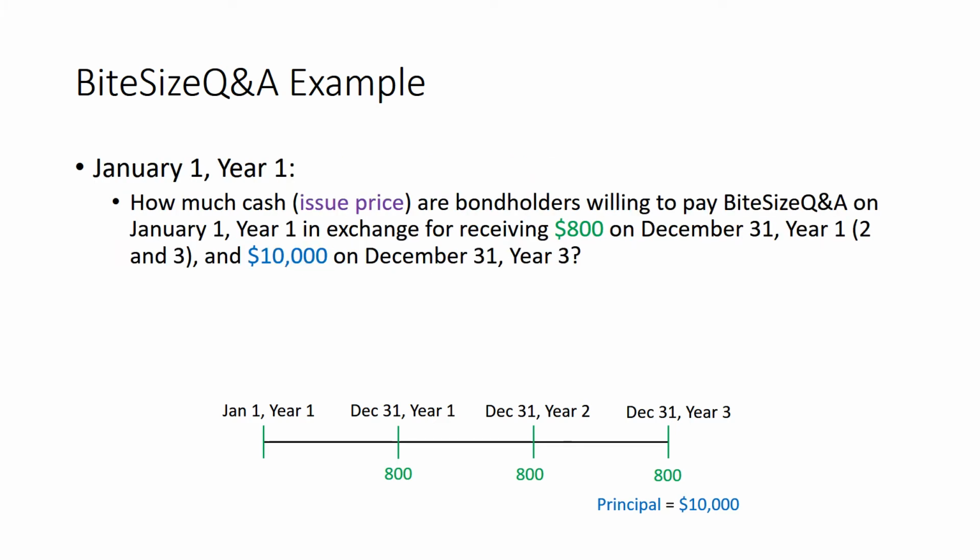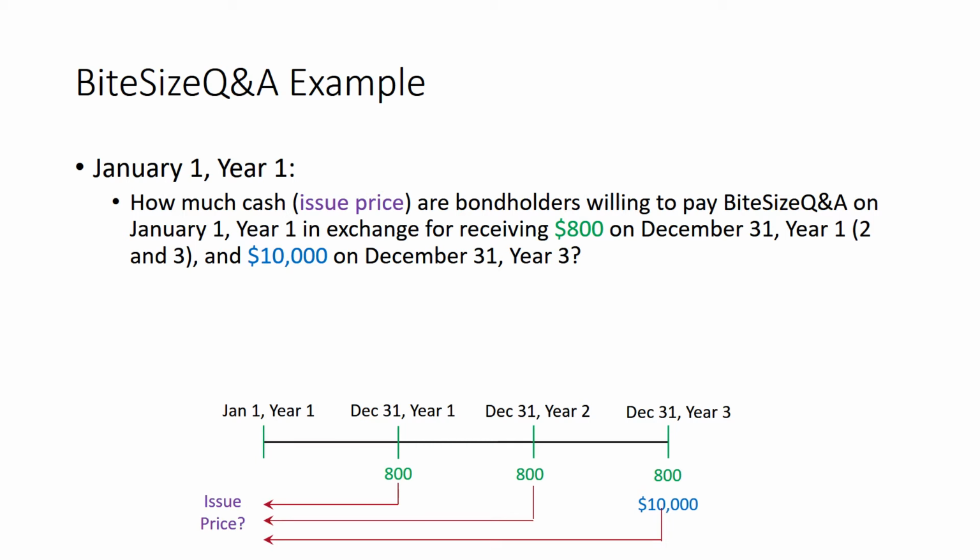Then the question on January 1st, year 1 becomes, well, how much are investors willing to pay for this stream of payments? And that is the issue price. So now we have to discount $800 at the end of every year back to January 1st, year 1, plus $10,000 discounted back from December 31st of year 3. So we can figure out the issue price by examining the present value of the principal plus the present value of an ordinary annuity for these coupons, since these coupon payments are equal at annual intervals.